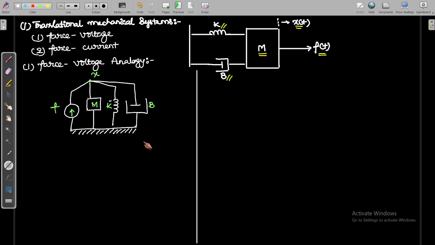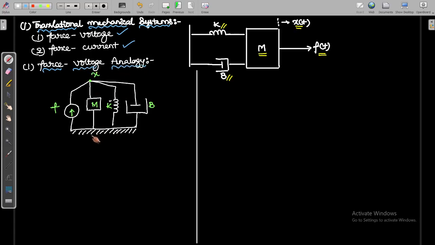Today we are going to see a problem on analogous systems by considering translational mechanical systems. By considering this, we are going to do the force-voltage analogy and the force-current analogy. So let us start with the force-voltage analogy.